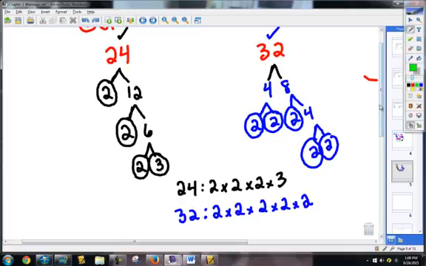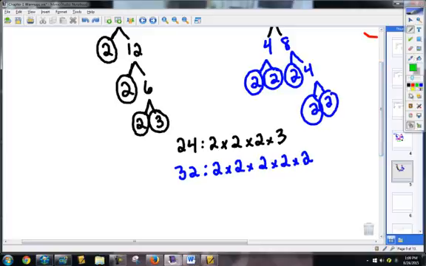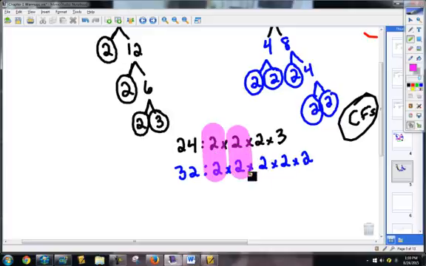So at this point, now we're going to go through here, and we are going to look for CFs, common factors. Okay, again, you can use a highlighter or a different color, whatever you want to do, but I see that we have a common 2. I see that we have another common 2, and I see that we have a third common 2. Okay, I don't see anything else in common. Make note here.